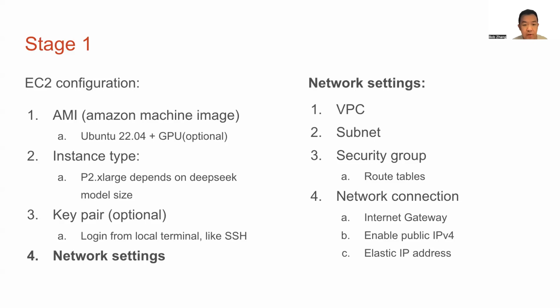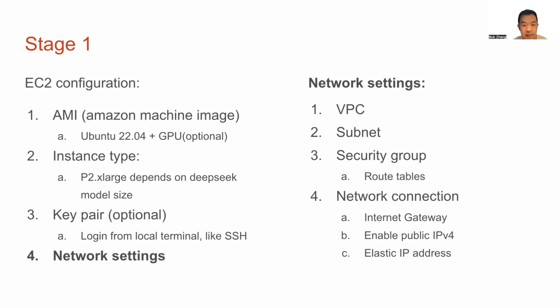The first major step is setting up our EC2 instance. This is crucial, so let's get the configuration right. For our Amazon Machine Image, AMI, we will be using Ubuntu 22.04 with GPU support. Well, GPU is entirely optional here since we're only cloning the model from Hugging Face into EC2. We're not actually running it on EC2, so GPU is not necessary.